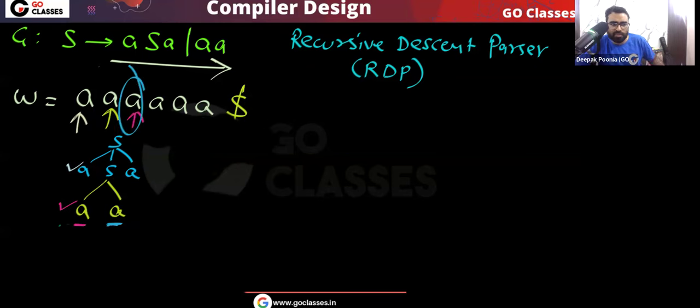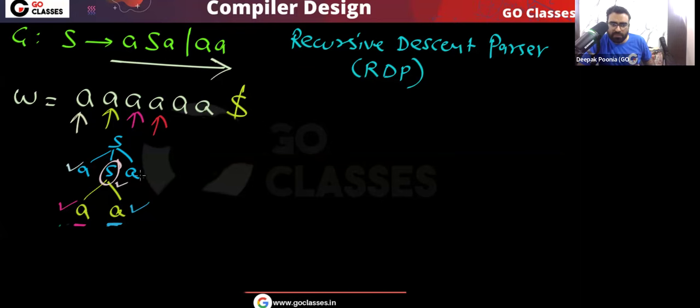Now this A and this current input symbol are matching. I got a small local victory. On the input, I will move to the next symbol. Now you can see that from this S's point of view, all its branches are successful. So this S will say, okay, I am also successful.